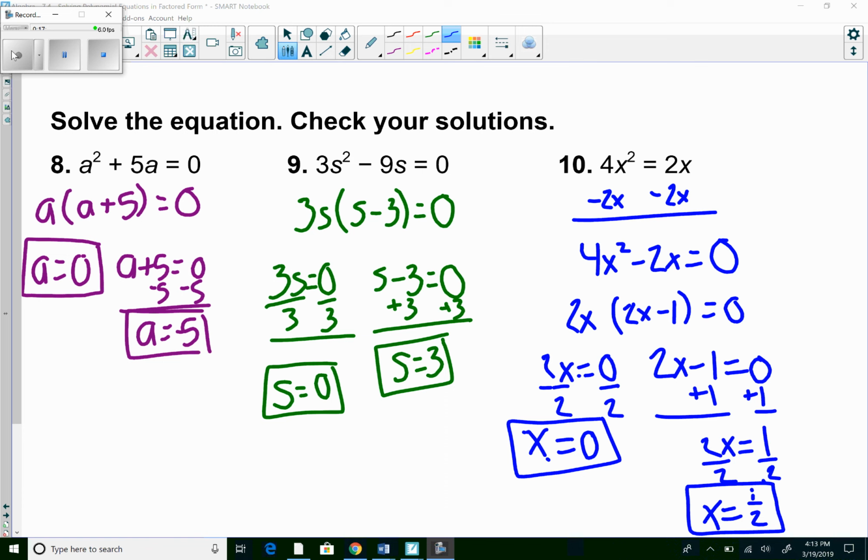So you should, for number 8, come up with 0 and negative 5. For number 9, come up with 0 and 3. And then for number 10, it should be 0 and 1/2.